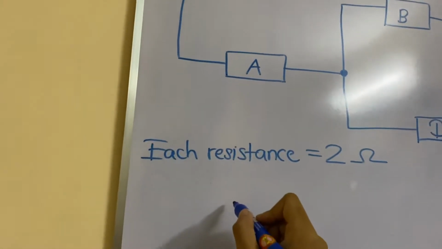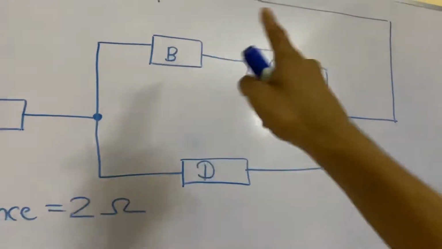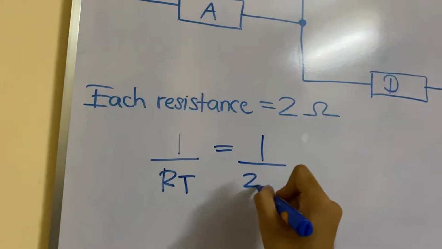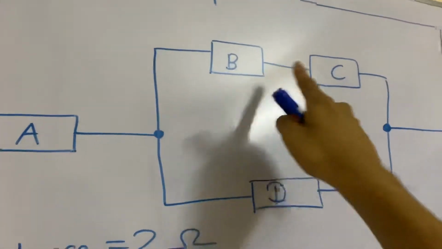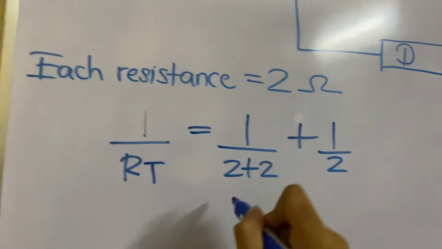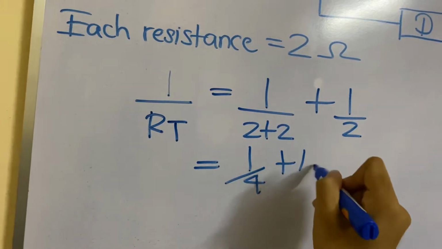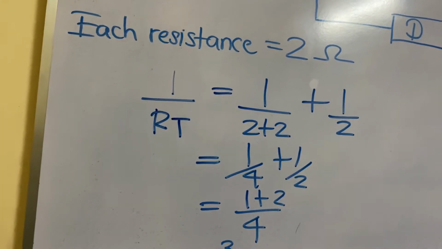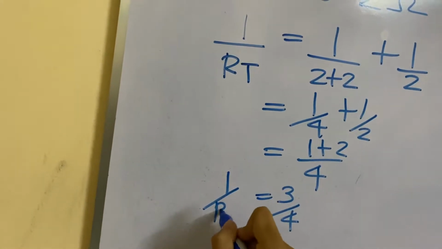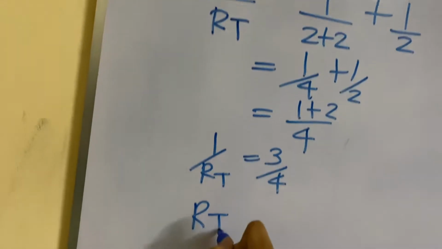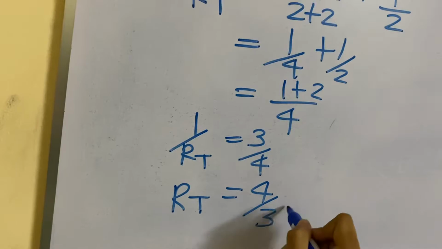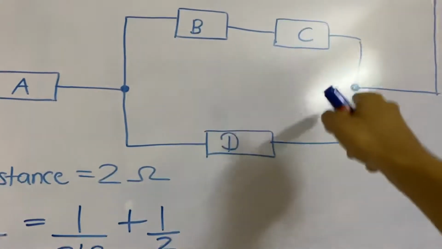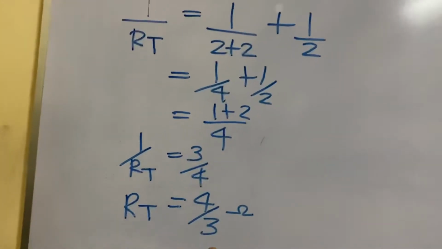So we can find the total resistance in the parallel circuit, which is 1 over R total is equal to 1 over 2 plus 2. Why 2 plus 2? Because this is in series, plus 1 over 2. This is equal to 1 over 4 plus 1 over 2, and this is 1 plus 2, 3 by 4. But remember, 1 over R total is equal to 3 by 4, so R total is equal to 4 divided by 3 ohms, right? So the total resistance in this circuit is equal to 4 by 3 ohms.